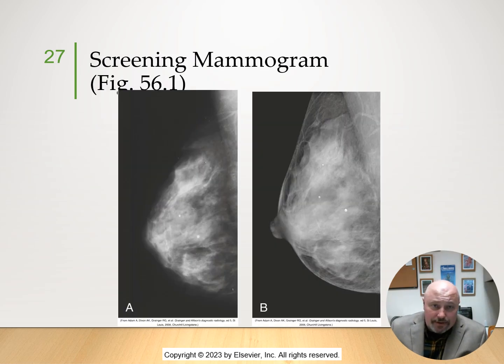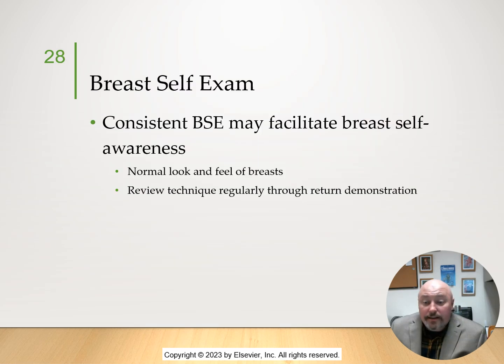Here in figure 56.1, just showing you the difference in the modern imaging devices. A on the left here was a conventional X-ray when compared to a digital X-ray in slide B. Another piece of education you should be including would be the breast self-exam. This would help the patient to be aware of the normal look and feel and hopefully identify early should any changes occur.